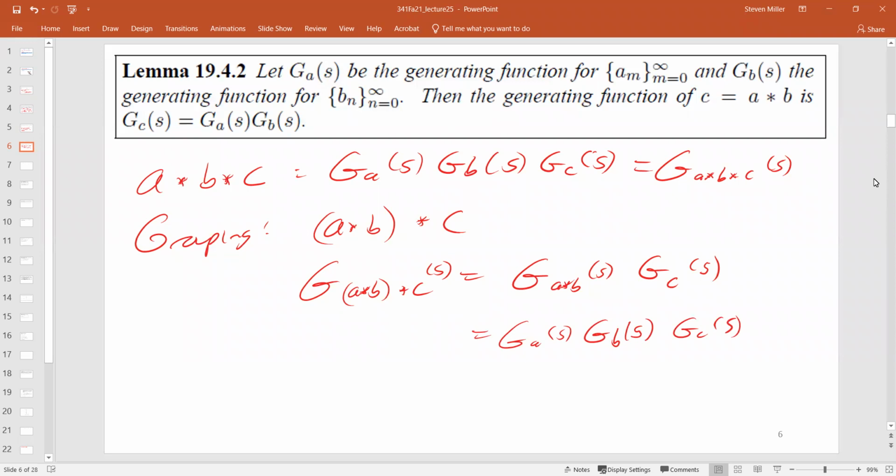How many people have never seen proofs by induction? Okay, good. So the base case is trivial. That's just saying if C equals A, then G of C equals G of A. Although fortunately we did prove that earlier. The real meat is the proof when you have C as A star B, that the generating function of the convolution is the product of the generating functions.